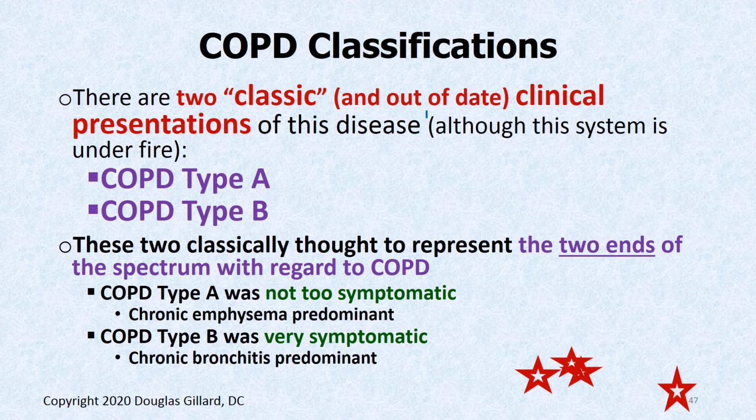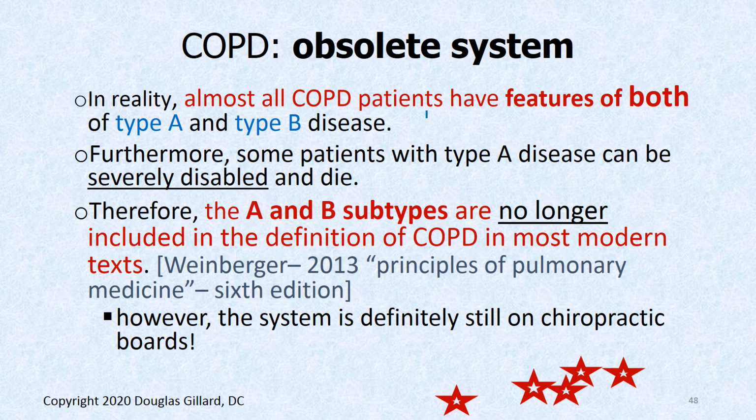So COPD type A and B. Classically, type A was you're not very symptomatic, and then you would progress into type B, which is ridiculous. People can die from type A COPD, because emphysema is type A. People die from that all the time. But this classification has been around for a long time. Weinberg goes off on this, that's one of the medical school texts. Many medical school board books use that. But again, check with your boards to make sure who's using it.